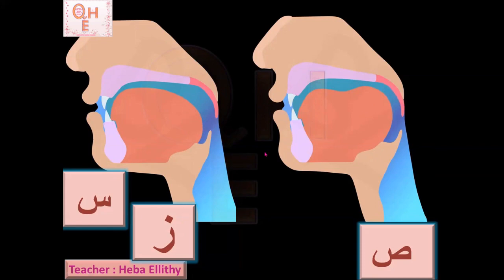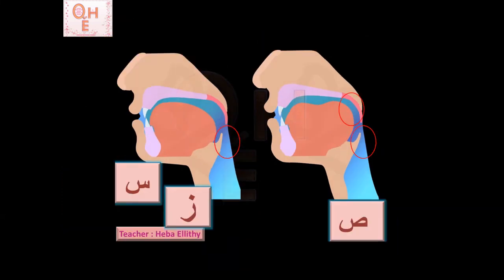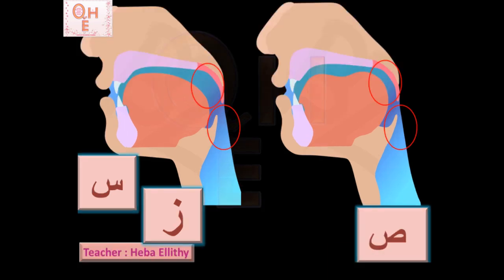What's the difference between Saad and the other two letters? Letter Saad is heavy, so your tongue should be raised from the back, toward the soft area. But for letters Seen and Zaa, it's down. And there are different characteristics between them too. We will learn them in the characteristics chapter, inshallah ta'ala.